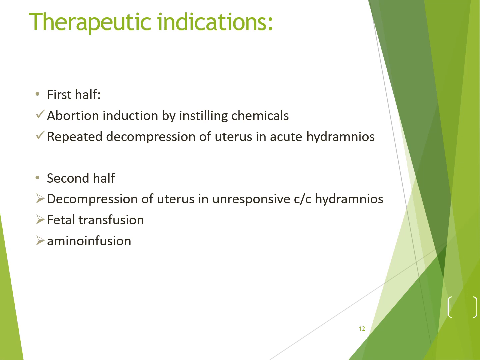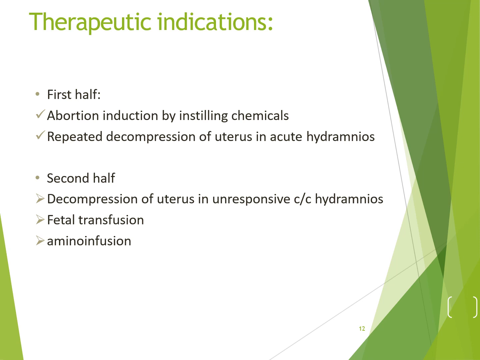And another one, repeated decompression of the uterus in acute hydramnios. In the case of excessive amount of amniotic fluid that we call polyhydramnios, in order to reduce the amount of amniotic fluid, we can aspirate some amount of fluid and maintain the normal fluid level.